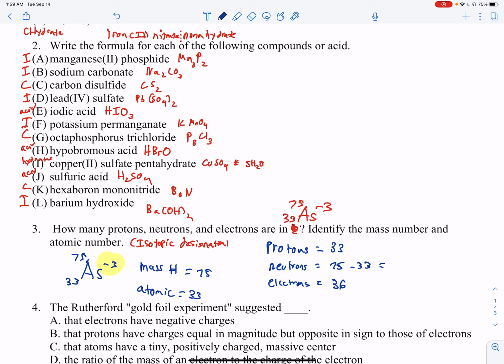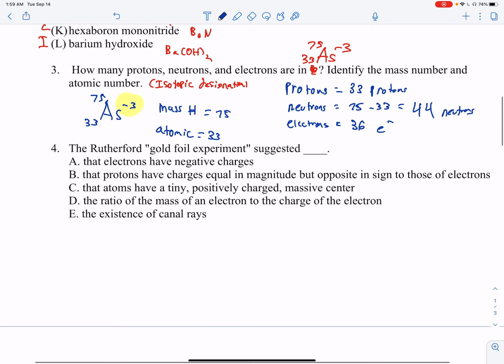But in this case, the neutrons are going to turn out to be 42, I think. I'm not good at mental math. So there are 33 protons, 42 neutrons, and 36 electrons. E minus is electrons. Okay, so be comfortable with that isotopic designation.